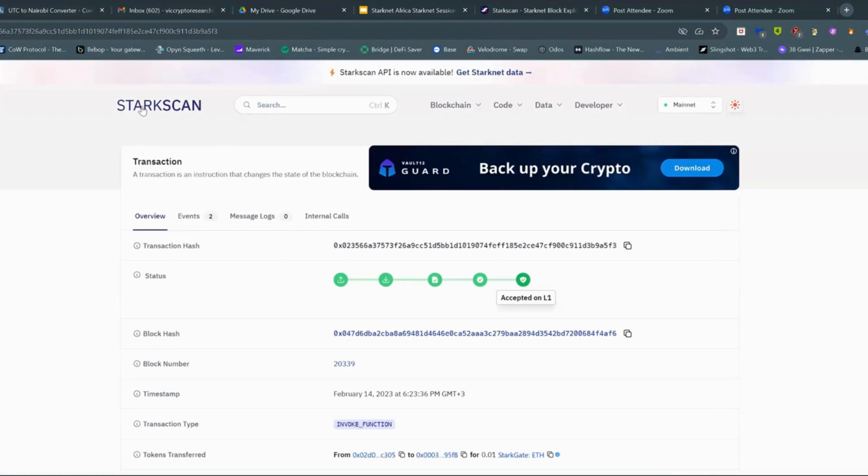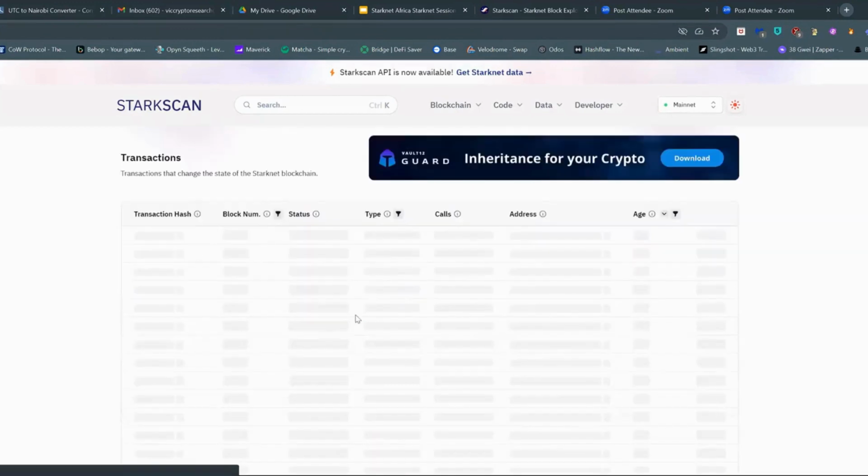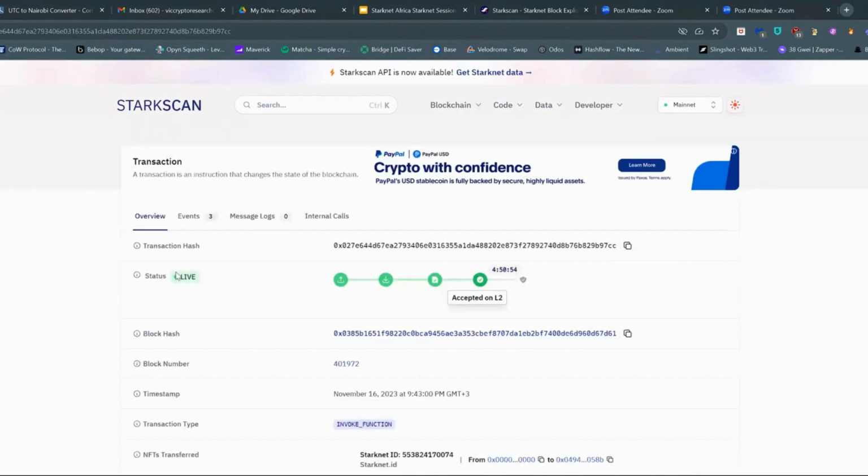Let's go to any transaction. Let's go to some of the recent transactions. These are transactions which have just been executed 4 minutes ago. Let's break this down.